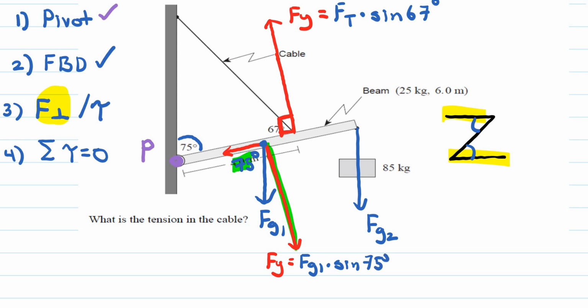Okay, and since we set that up, the other perpendicular component here, I'll label this as Fy again. This is the same kind of concept, which will be Fg2 times sine of 75 degrees. Okay, so this angle here is also 75 degrees. Okay, so there you go.